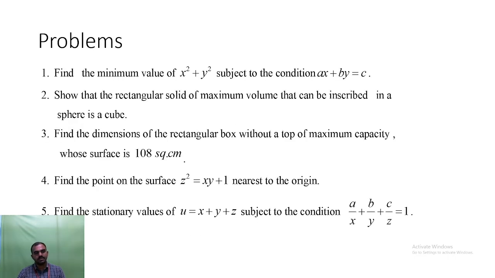These are some problems you can try. Find the minimum value of x square plus y square subject to the condition ax plus by equal to c. Show that the rectangular solid of maximum volume that can be inscribed in a sphere is a cube. Find the dimensions of the rectangular box without a top of maximum capacity whose surface is 108 square centimeters. Find the point on the surface z square equal to xy plus 1 nearest to the origin. And find the stationary values of u equal to x plus y plus z subject to the condition a by x plus b by y plus c by z equal to 1.